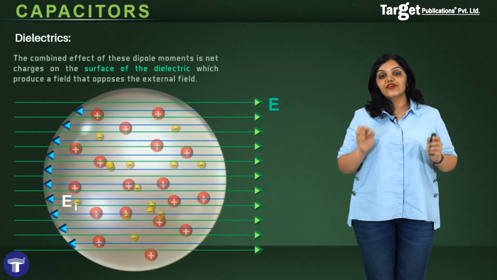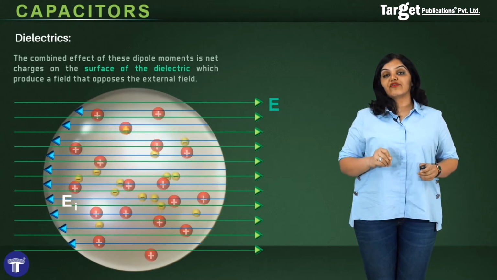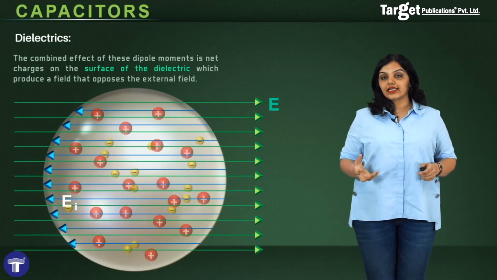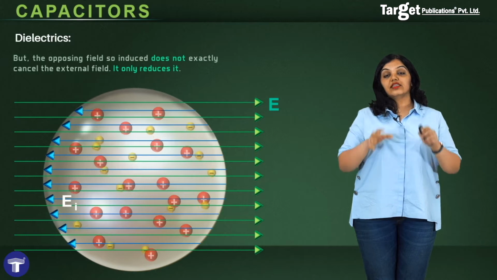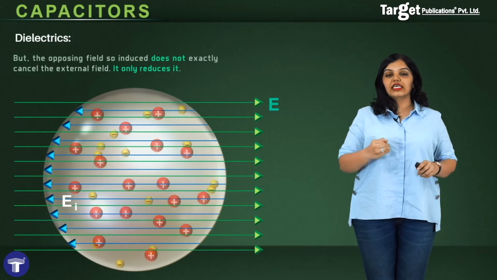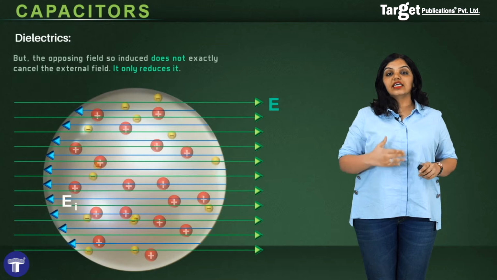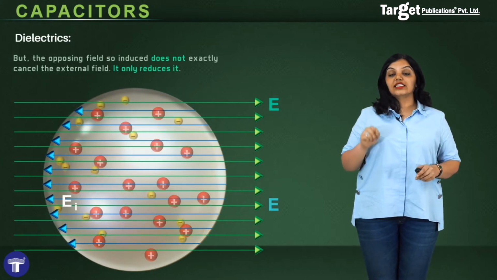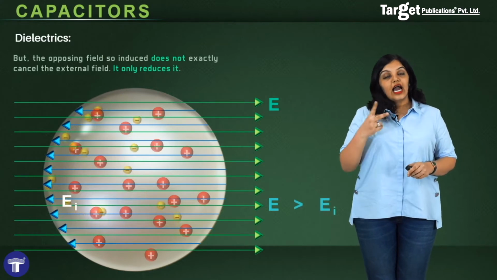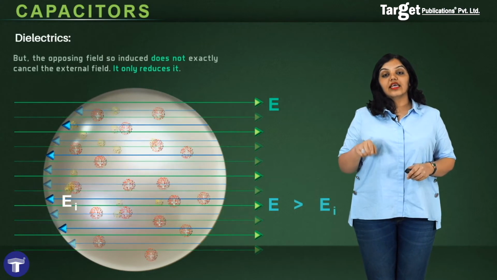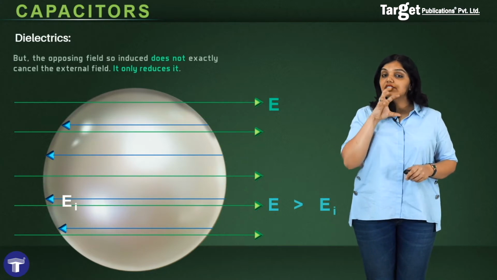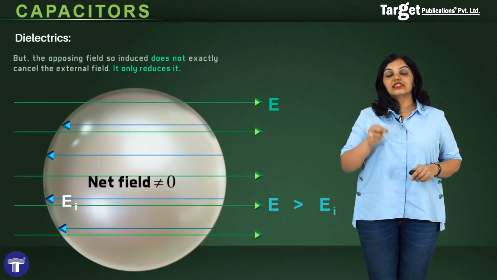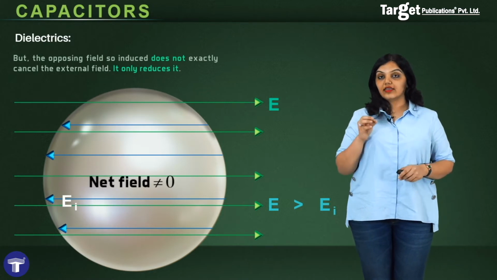However, in the case of a dielectric, the induced electric field, which is EI, will not be big enough to cancel the external electric field, and therefore in this case we say the opposing induced field EI does not exactly cancel the external field, it only reduces it. And therefore in this case we say that E is actually greater than EI, and therefore it will not cancel each other, and therefore the field inside a dielectric is reduced, as you can see, but it is not zero. So this, you can see, is the major difference between a dielectric and a conductor.